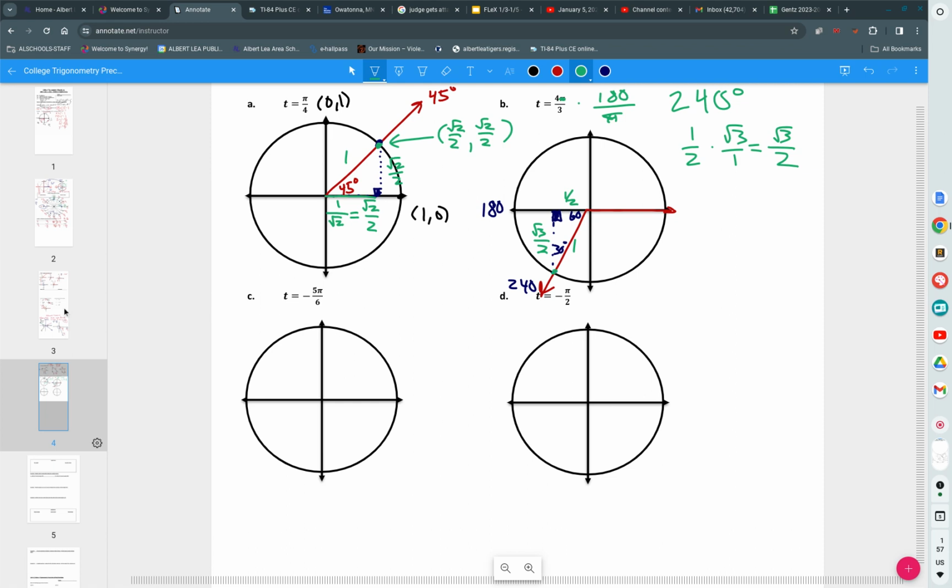And so this coordinate right there has an x value and a y value. The x value is going to be the 1/2, and the y value is going to be the square root of 3 over 2. Are they positive or negative? Negative. Why? In the third quadrant. In the third quadrant, so they are going to have negative values. Negative 1/2 and negative root of 3 over 2.